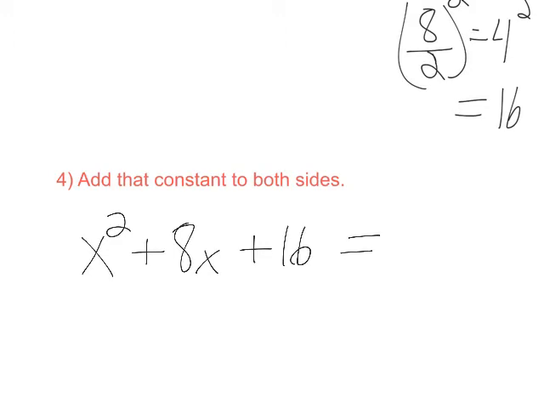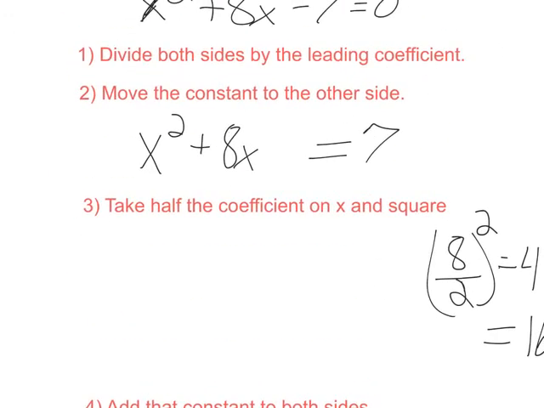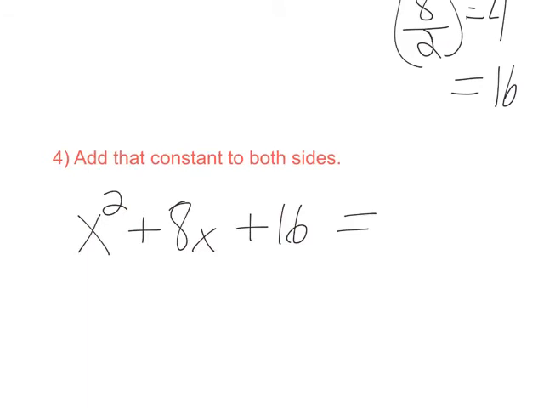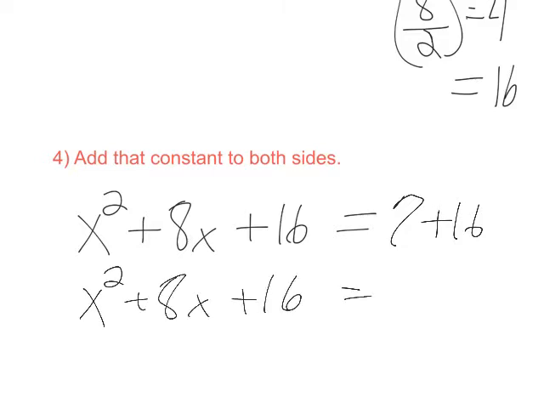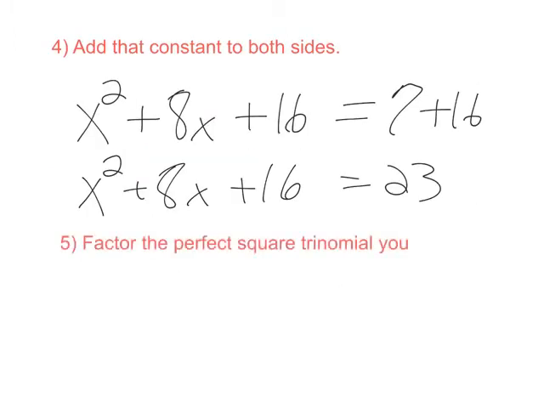is equal to, that's 7 plus 16. So I've got x squared plus 8x plus 16. Let's go ahead and combine these two. That's going to give me 23. Okay? The step you just got through with is actually the completing of the square. The square that's referred to here is this perfect square trinomial that you completed when you added the 16 in.